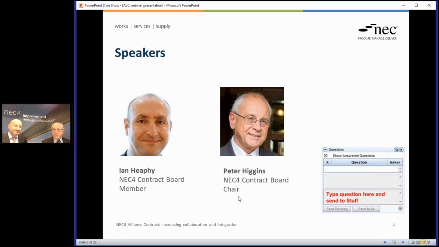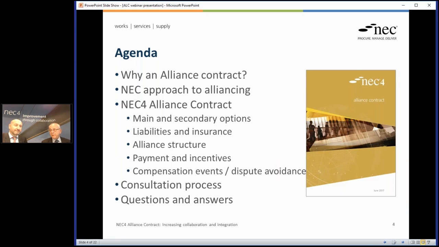I'm Peter Higgins. I'm the chairman of the group leading the NEC4 drafting, the NEC4 board, and Ian is a key member of that board and has been involved very heavily in leading the team doing the drafting of the Alliance contract. So between us we will try to explain what's happening with the contract and go through the various points that might come up, and also deal with any questions that you might raise with us. We'll pick up questions as we go through and try and answer them. At the end of the session, perhaps we'll pick up any that are left and deal with them in a different way.